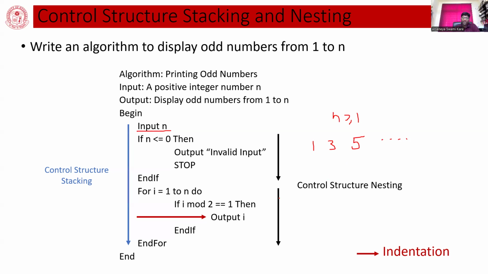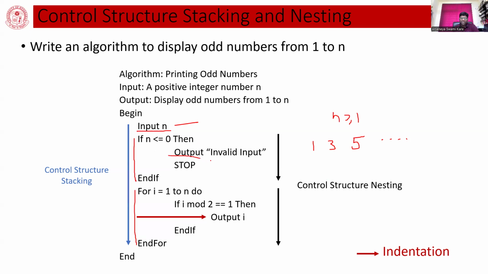So you see here, this is called control structure stacking. It is control structure stacking because this is a sequence statement, this is a selection statement, and this is a repetitive statement. This is called control structure stacking, which we have seen previously also. Now you observe this.